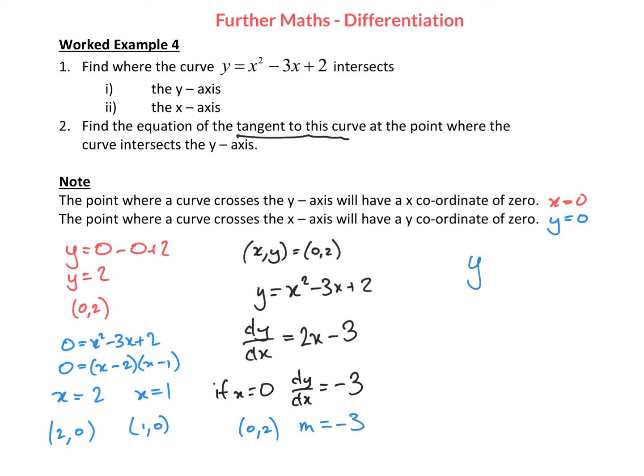And so we're going to use x value and y value of 0 and 2, and we're going to use a value for the gradient as minus 3. And let's put that into the equation of the line, y equals mx plus c. So y is 2, the gradient is minus 3, and x is 0, so minus 3 times 0 is 0, plus c, and we get c equals 2. And so finally, y equals minus 3x plus 2.